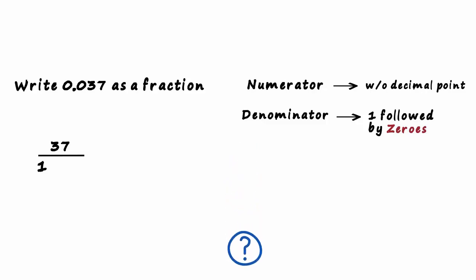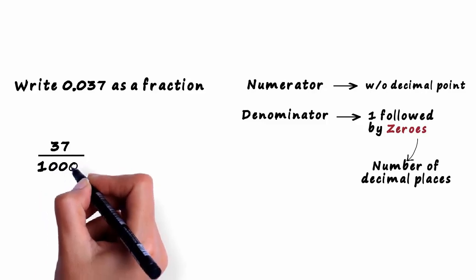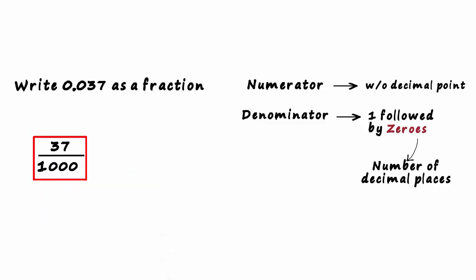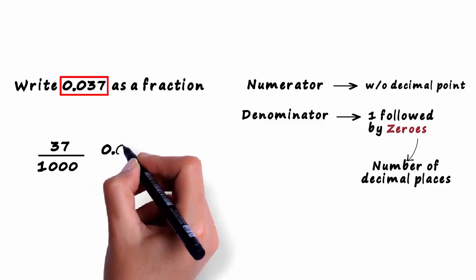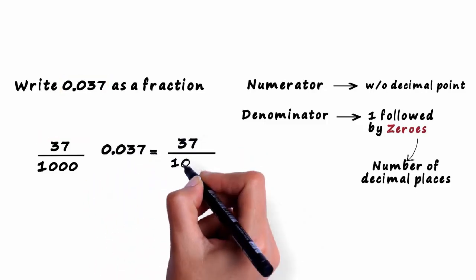The number of zeros we write after the 1 is simply equal to the number of decimal places. There are 3 decimal places here: tenths, hundredths, and thousandths. So we add 3 zeros. There you go, that's your fraction. 0.037 can be written as 37 by 1000.